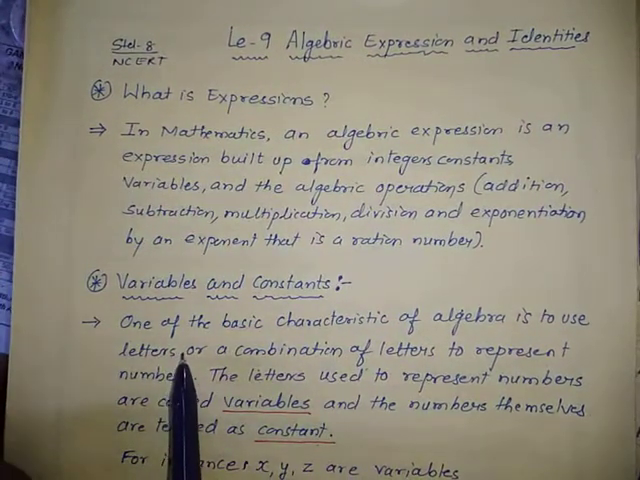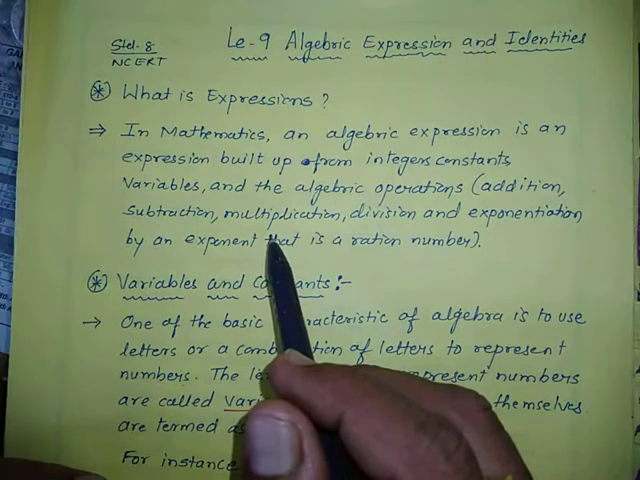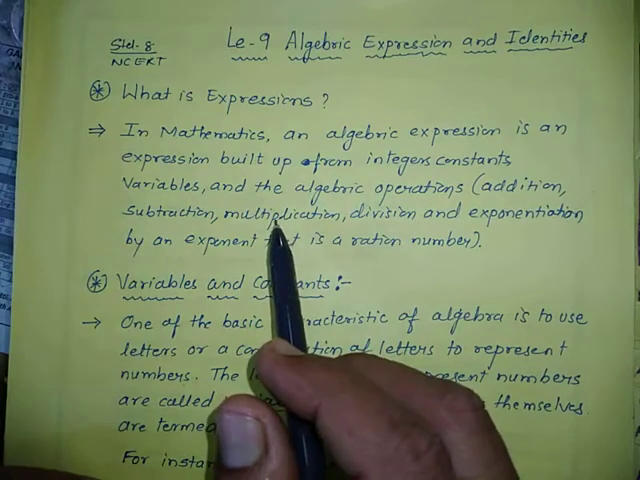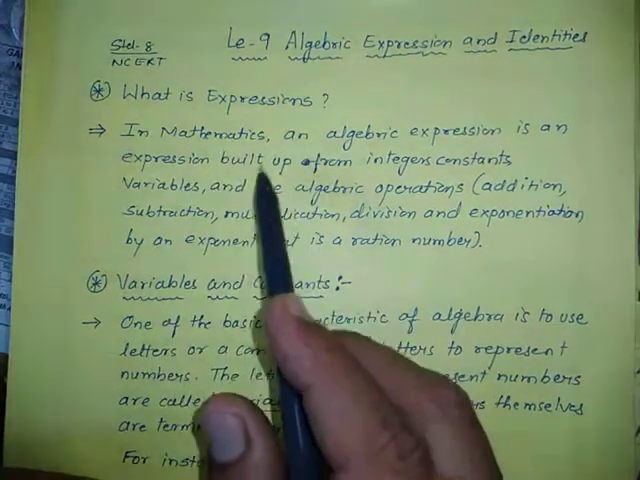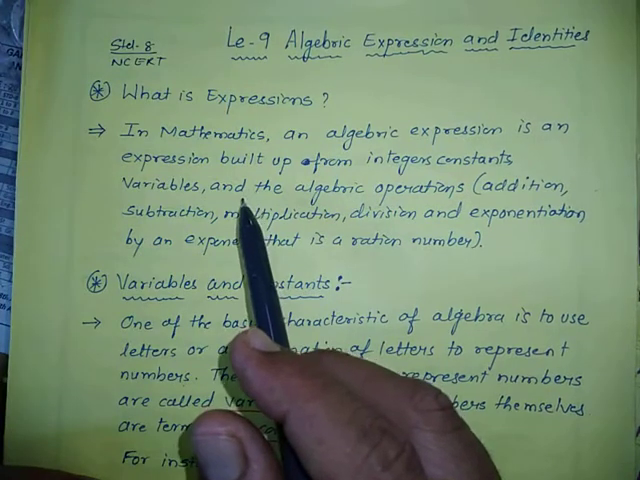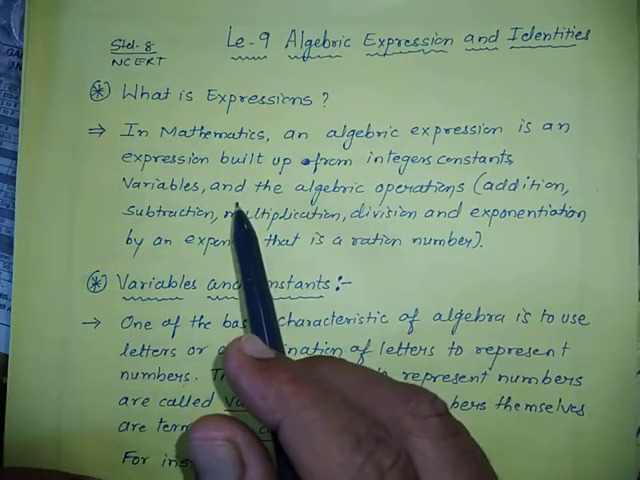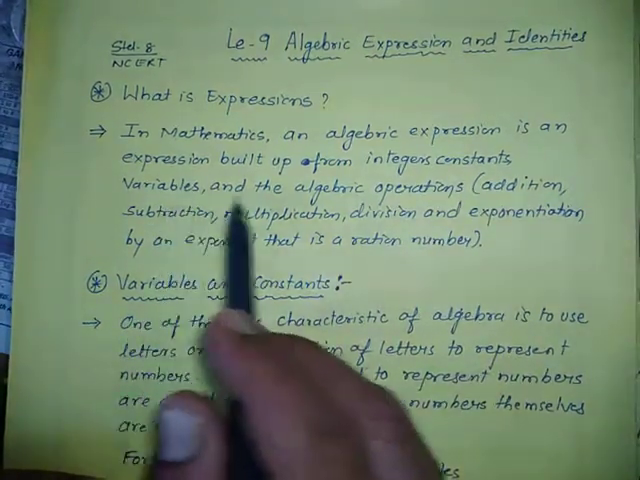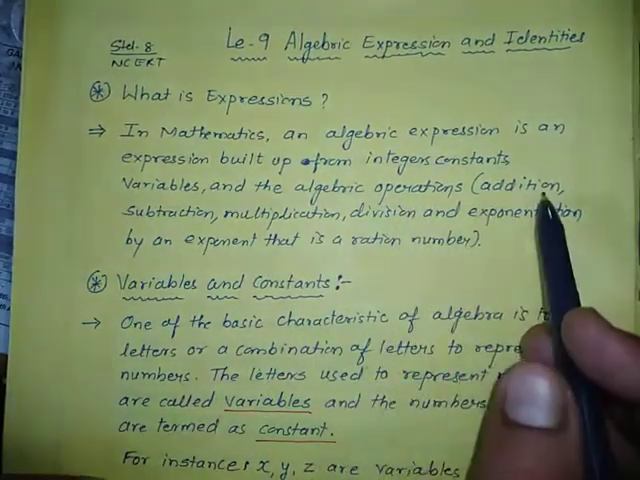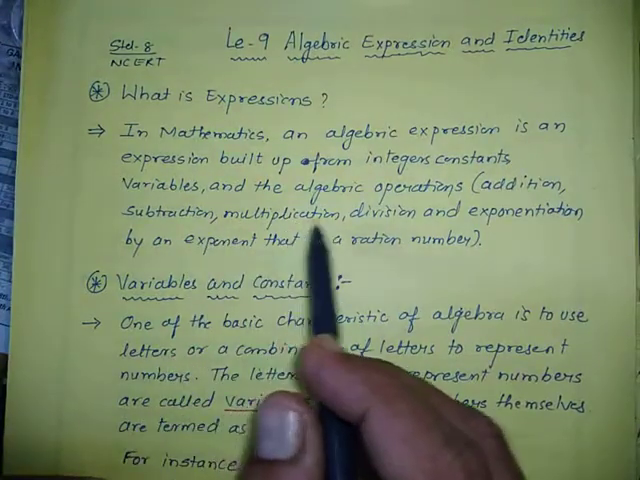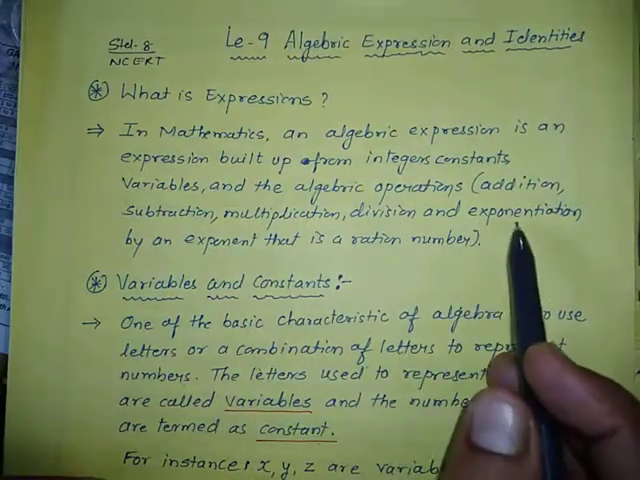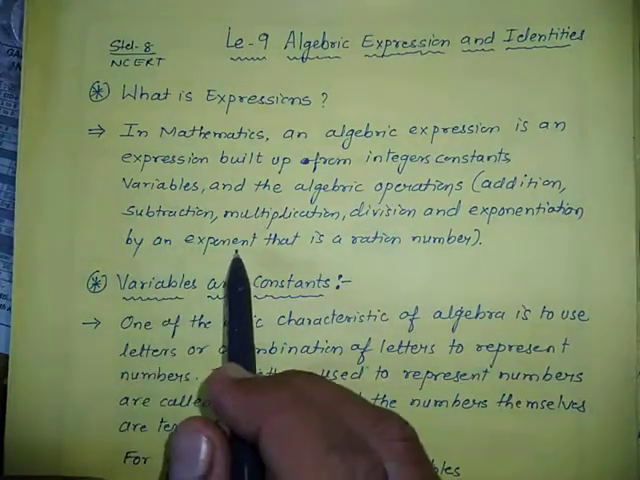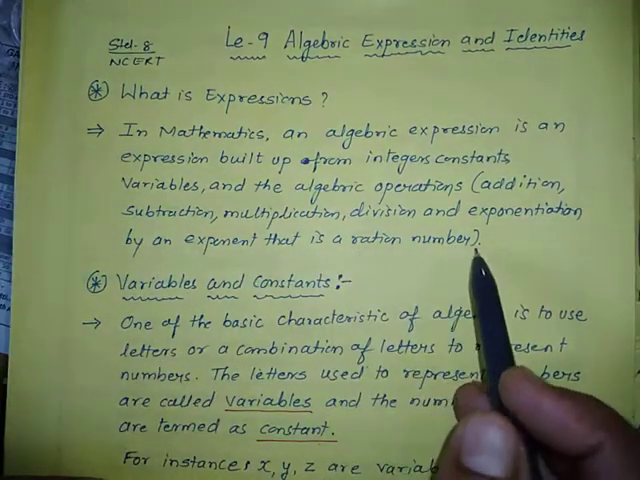Good morning, friends. Let us begin our chapter number 8, Algebraic Expression and Identities. Here, the first thing we want to discuss is what is expression. In mathematics, an algebraic expression is an expression built up from integer, constant, variables, and algebraic operations: addition, subtraction, multiplication, division, and exponential by an exponent that is a rational number.